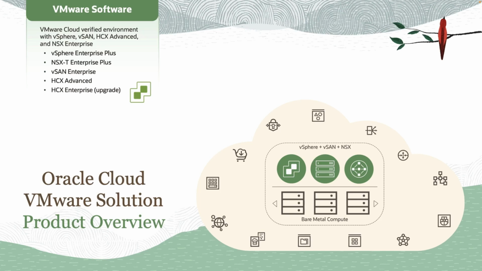The product stack includes vSphere Enterprise Plus. vSphere is a combination of the hypervisor and a management software called vCenter. NSX-T Enterprise Plus is a software-defined networking product from VMware. And vSAN is the hyperconverged storage that can also be configured as part of the deployment process. HCX, or Hybrid Cloud Extension, is one of the key products, and that brings the service into a true hybrid cloud model. There are two license editions for HCX, Advanced or Enterprise. We'll be looking at HCX later, and that is the core product that we are going to use for migrating workloads into the OCVS platform.